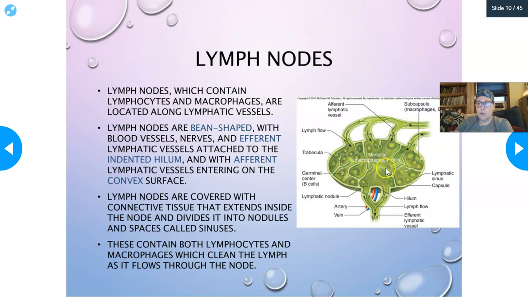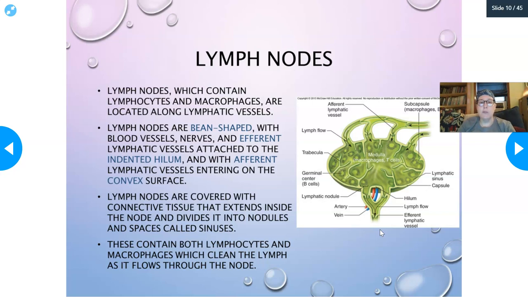Then you have germinal centers. This is where all the macrophages and lymphocytes are located. So this fluid is being filtered through this lymph node. Then it will exit through the hilum, where you have the efferent, the exit flow, and it will keep flowing through this set of lymphatic vessels. And then it'll connect to another lymph node, et cetera, et cetera.